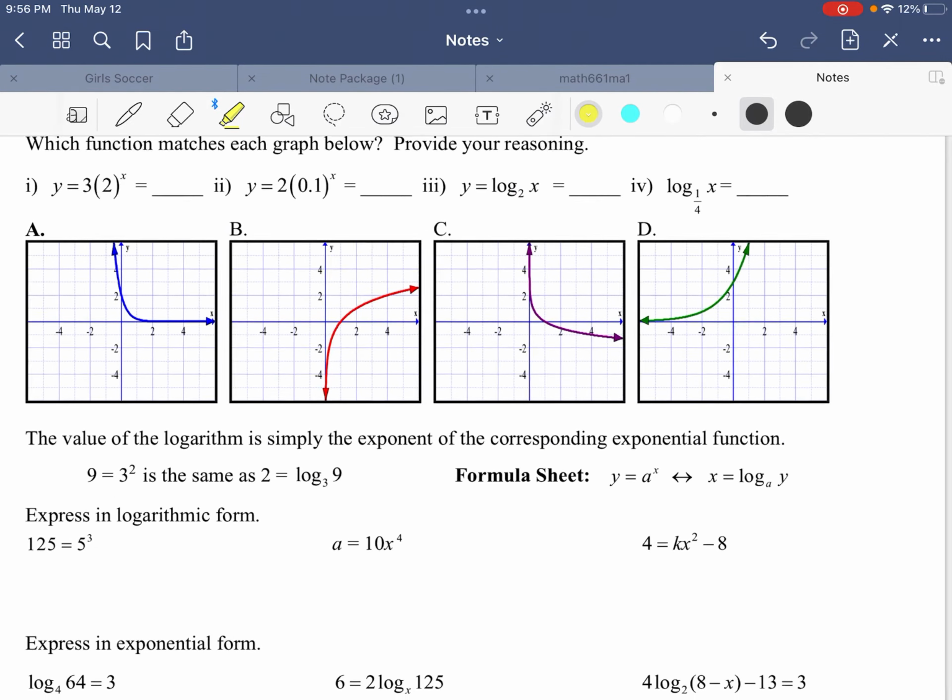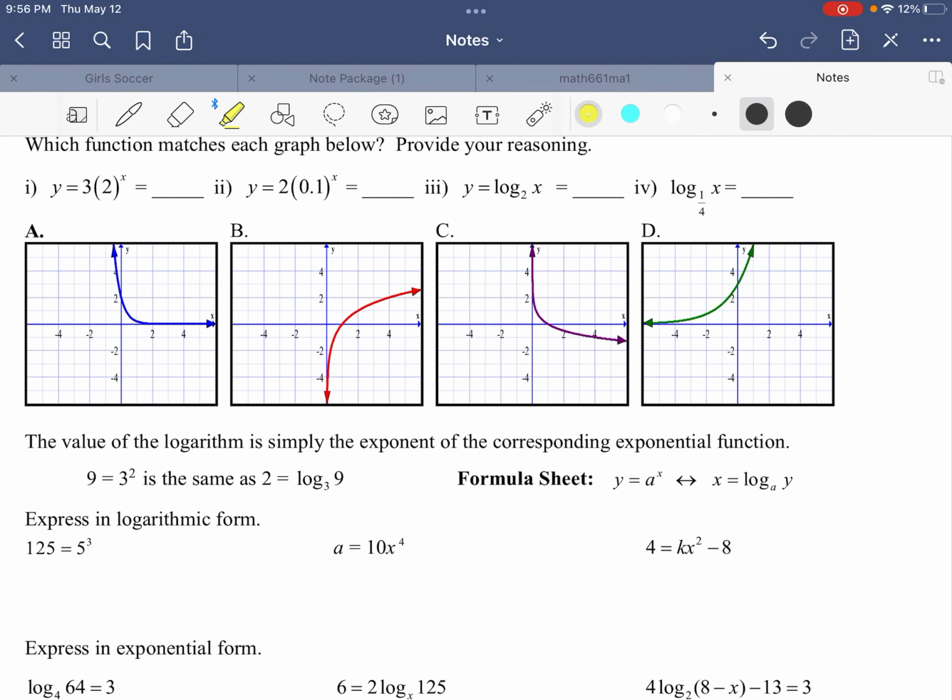So let's match these graphs. Two of these are exponential growth. That's exponential growth, and that's exponential decay. So those go with the exponents. So again, look at your base. We've got positive 2 and 0.1. Well, the positive 2 has to go with growth, so that's going to be D. And the 0.1 is going to be A.